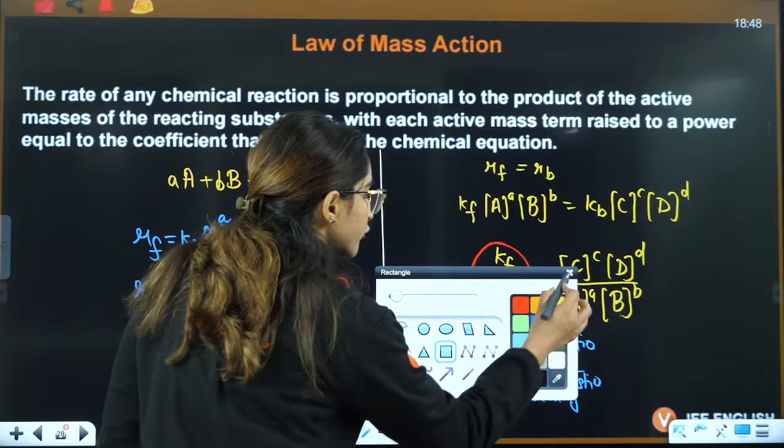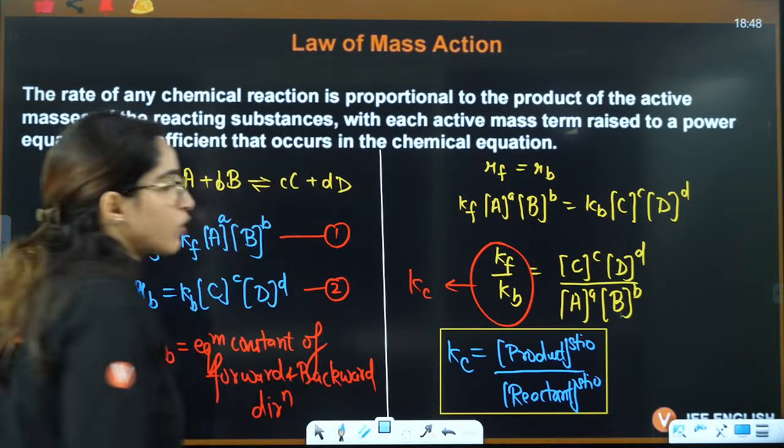That is the formula for any equilibrium constant.